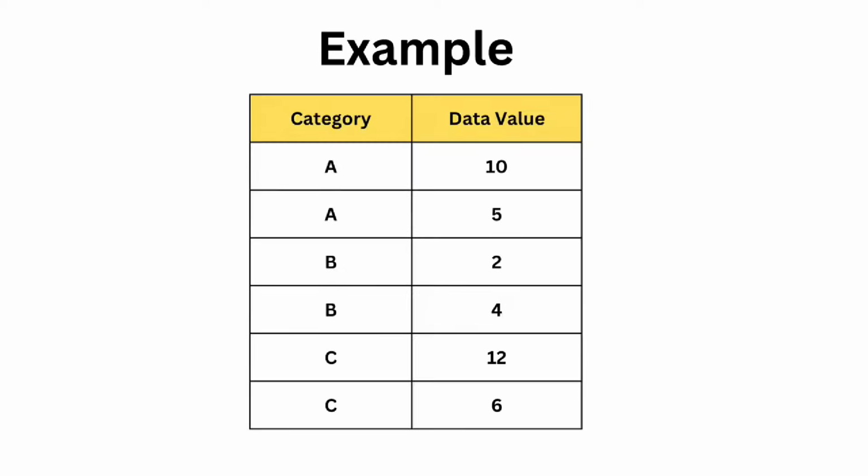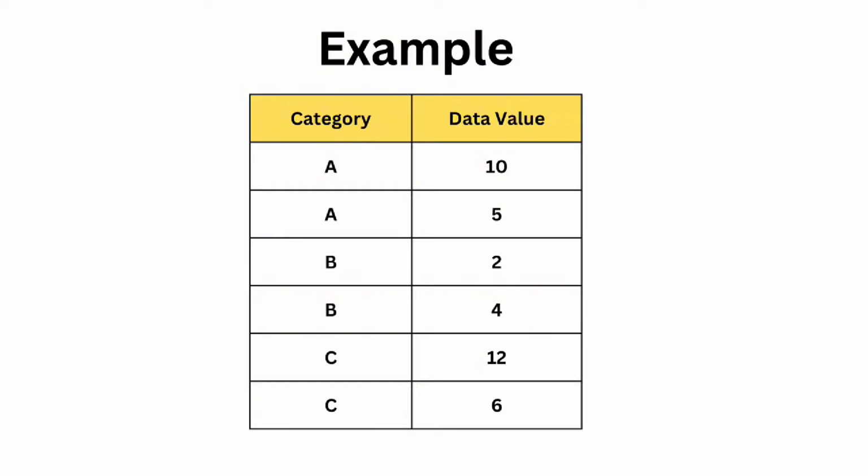Let's imagine we have the following table. We have some sort of category column. Here we have A's, B's, and C's, and then some data value associated with them, such as 10, 5, 2, etc. We can imagine that maybe the category here stands for some sort of company, and the data value is how much we sold to that company. So we had one deal of $10 for company A. Later on, we had a $5 deal for company A, then a $2 deal for company B, and so on.